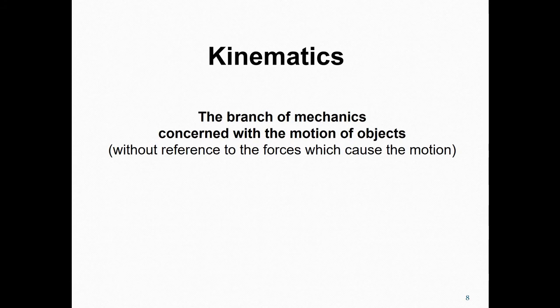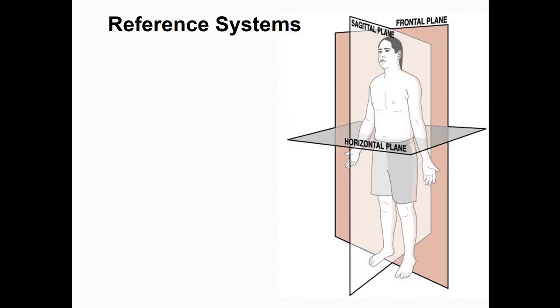So let's get started reviewing some of the foundational concepts in biomechanics. Kinematics is the branch of mechanics concerned with the motion of objects. That is, without reference to the forces that cause the motion. The next foundational concept that we need to consider is that of a reference system. You cannot talk sensibly about kinematics or kinetics without having a reference system.